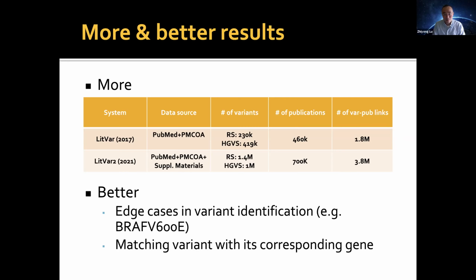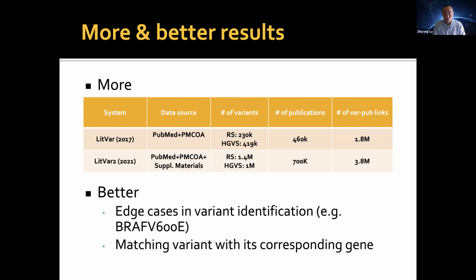As you can see in this table, that does significantly increase the number of relevant papers for variants in the new LitVar. For example, the number of publications containing a variant just in the title, abstract, and full text in the original LitVar is below 500,000, and including supplementary material will increase that to 700,000. And in terms of variant and publication links, that increased from 1.8 million to 3.8 million.